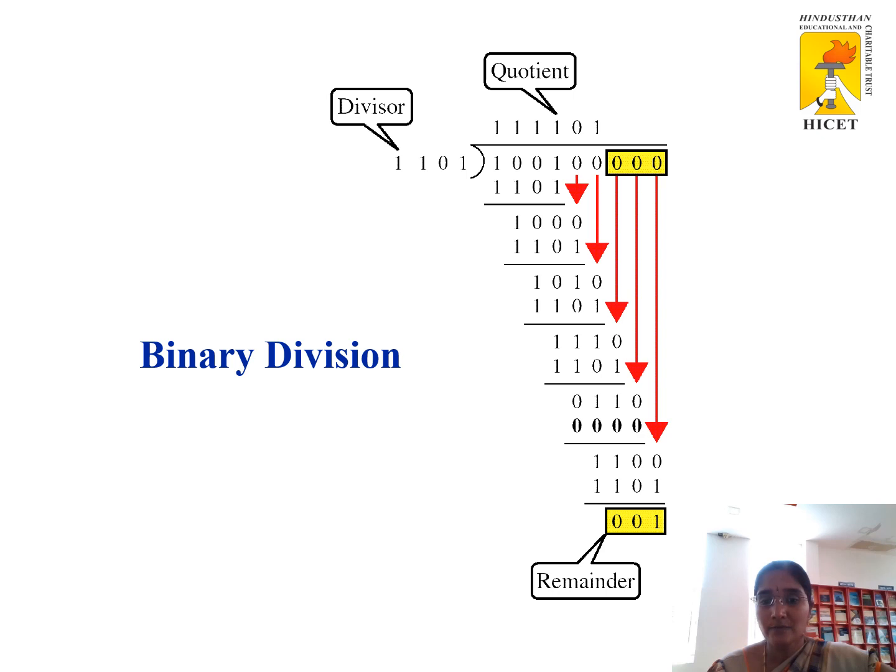There is a binary division shown with an example here. A divisor and a quotient are present, and a division is happening here. The remainder having 0 means there is no error. If the remainder holds a 1 bit, it denotes that there is an error.